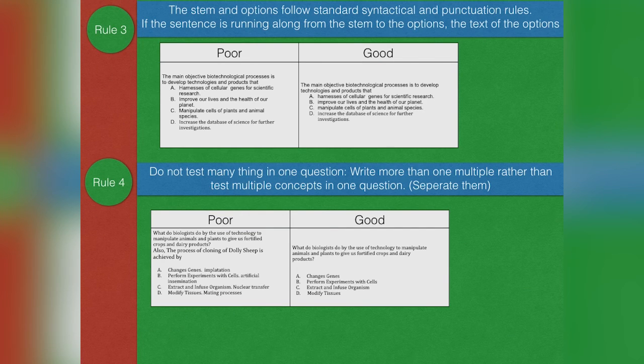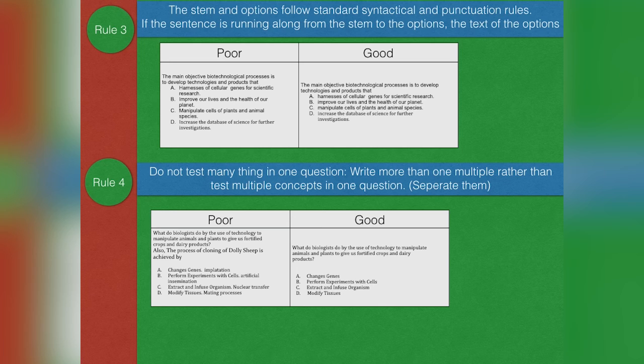Now let's go to rule number 3. If you look at this properly, we are saying that the stem and the option follow standard, syntactical and punctuation rule. What do we mean? If you look at this poorly written test item, you will see that the sentence run along from the stem to the option is not coherent.